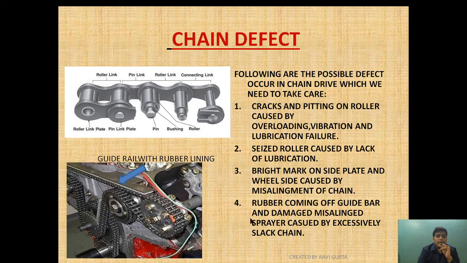After that, we will check this rubber lining of the guide rail, whether it is damaged or not. And as I have told you, the lubrication nozzle also needs to be checked, which can be damaged because of a slack chain.